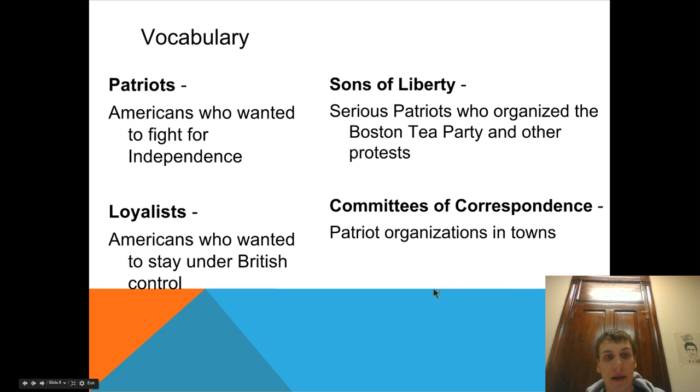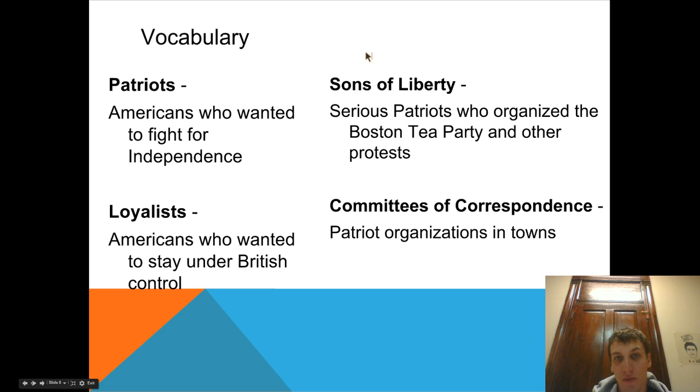So there are 4 vocabulary words on your paper. You probably know some of these, but some of these are probably new. The first is patriots, and patriots are Americans who wanted to fight for independence. And you can contrast patriots with loyalists, who were Americans who wanted to stay under British control. Loyalists are called loyalists because they were loyal to the British king. That's where the loyal comes from. They wanted to stay with the British. They were loyal. They were faithful. They were staying there with the British and not disobeying them.